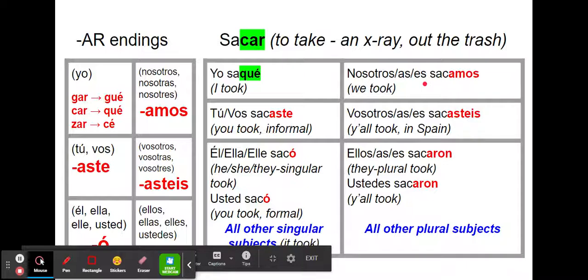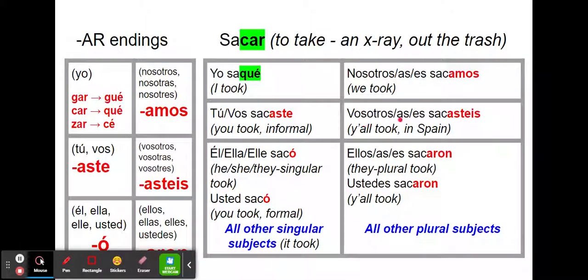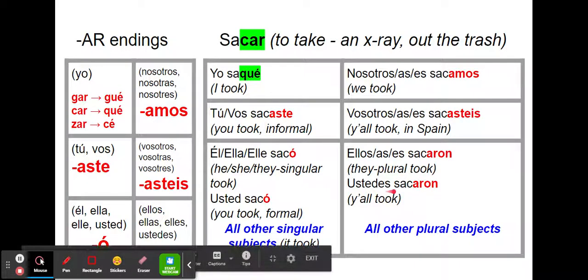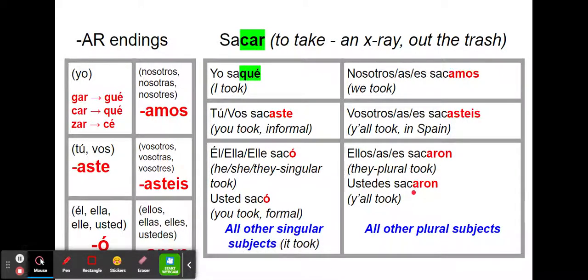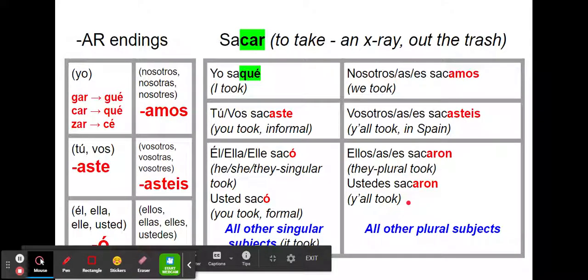Nosotros, nosotras, nosotres sacamos would be we took. Vosotros, vosotras, vosotres sacasteis, y'all took. Ellos, ellas, elles sacaron, they took. Ellos sacaron la basura, they took out the trash. Ellos sacaron una radiografía, they took an x-ray. And then finally, ustedes sacaron, y'all took an x-ray. Ustedes sacaron una radiografía. And that, of course, is not in Spain.